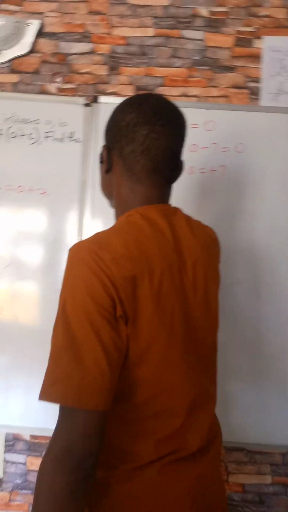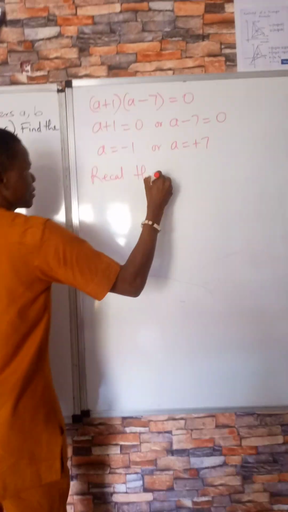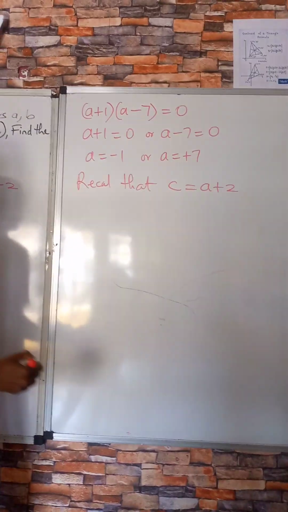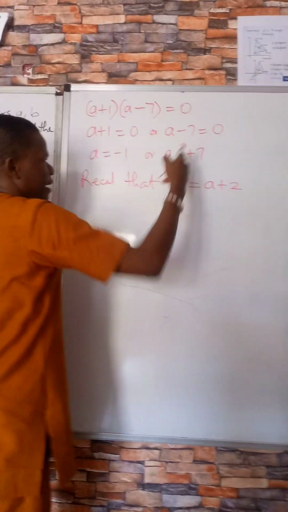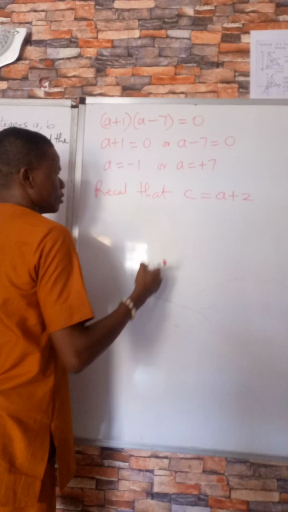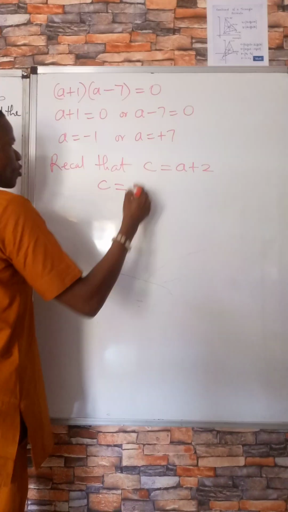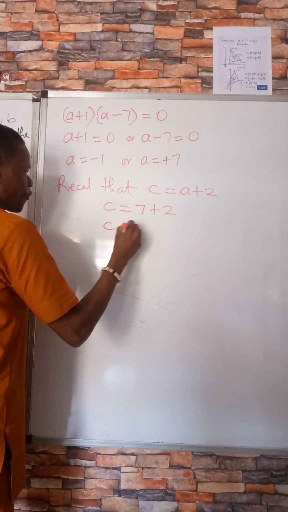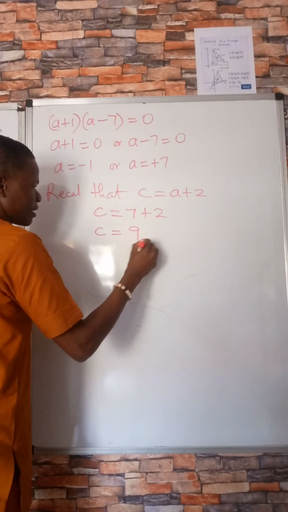Recall that c is equal to a plus 2. And so since my a is 7, then I have c equal to 7 plus 2. So the final answer for c is 9.